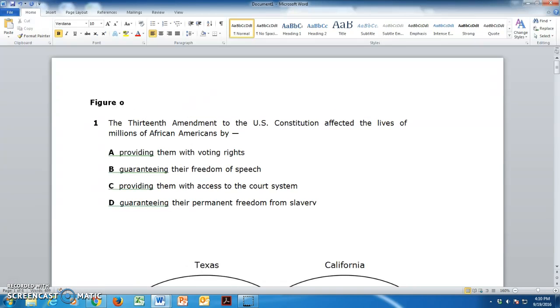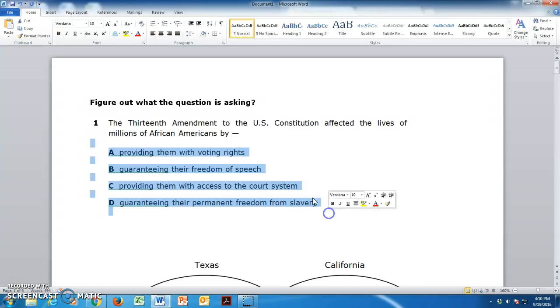Figure out what the question is asking. If you don't know the question, it gets really hard to answer it. So even if you feel like you don't know anything about the 13th Amendment of the United States Constitution and how it affected the lives of African Americans, you need to at least understand what the question is asking. And then from there, I can get you to this part.